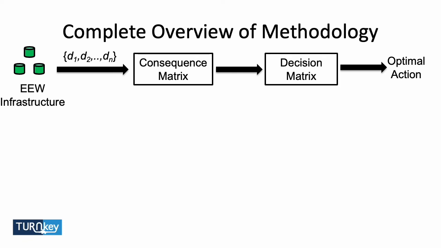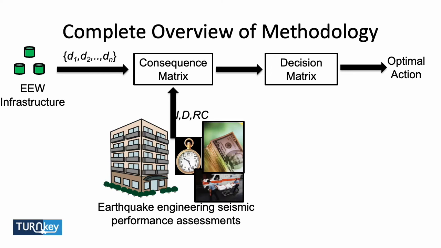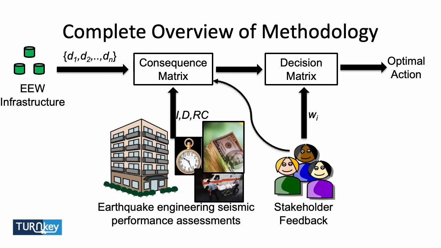However, our advancement is that we then combine that seismological information with earthquake engineering procedures to convert it into potential impacts of the incoming earthquake on the built environment for more informed decision making. The last step involves stakeholder input in the consequence matrix, but also in the decision matrix, to tell us how important each of the criteria are to them in their decision-making process.